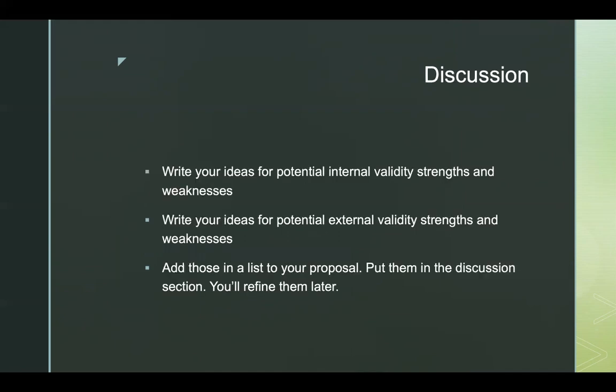In the discussion, you're going to write your ideas for potential internal validity strengths and weaknesses, and external validity strengths and weaknesses. Right now, I just want you to write a list of what those might be. Put those in the discussion section. Now, you probably don't know what those are yet, so you're going to go to the next video where we'll talk about what is internal validity, and then the video after that, which talks about what is external validity. As we look at those two things, write down your ideas and then put them in a list so they can go in your discussion section for now. Later on, you will refine that so that they're written up in paragraph form. But right now, you're just going to put in a list and start thinking about those.